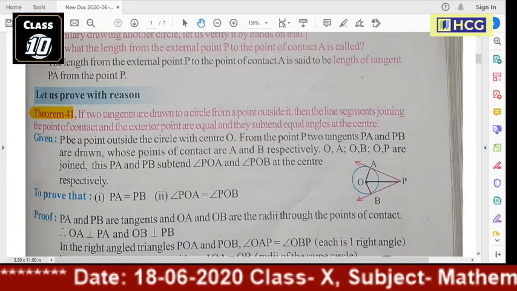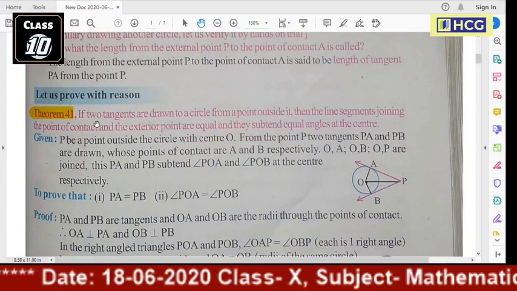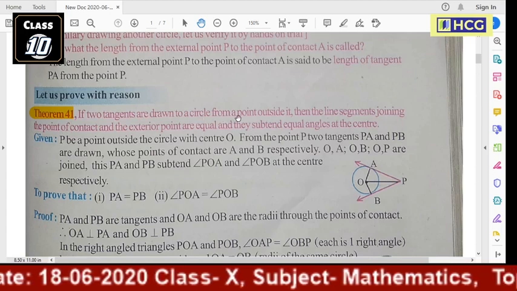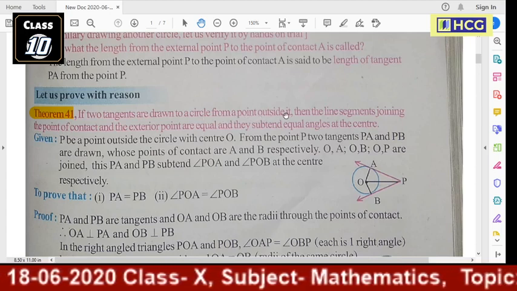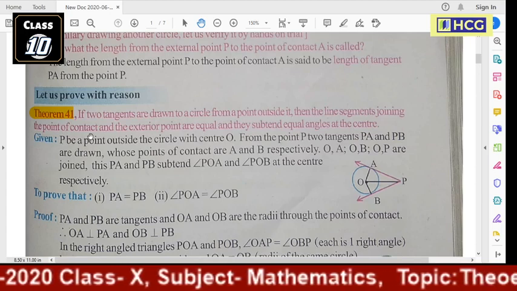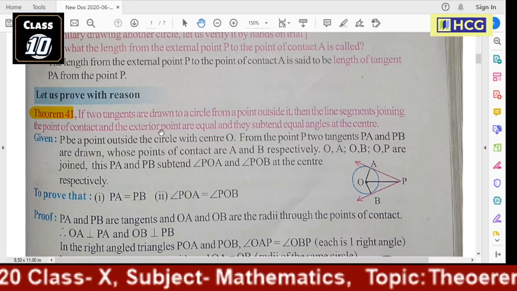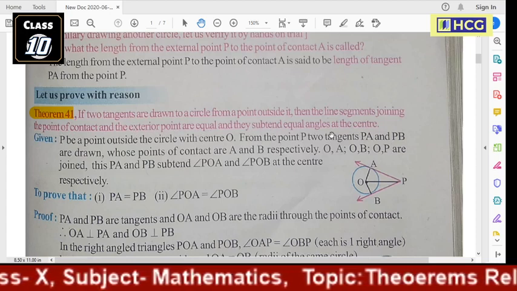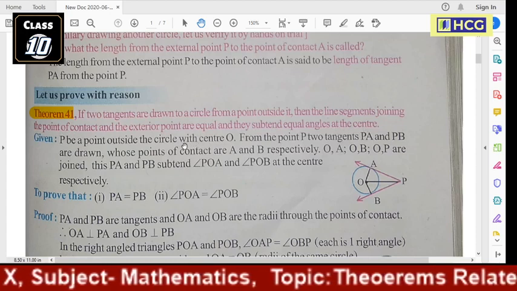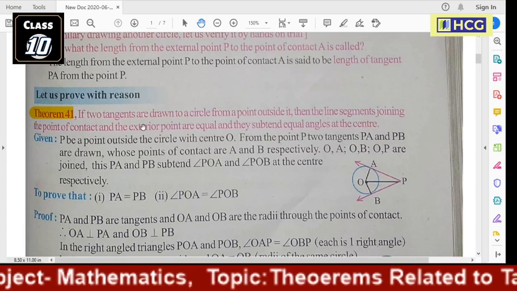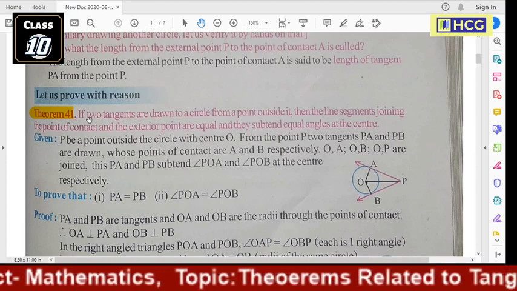Now statement of the theorem is theorem 41. If two tangents are drawn to a circle from a point outside it, then the line segments joining the point of contact and the exterior point are equal and they subtend equal angles at the center. This theorem is very important in exam purpose. Again, I read the statement.